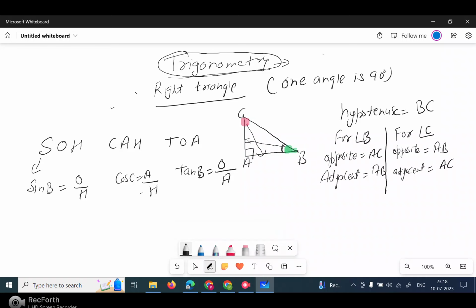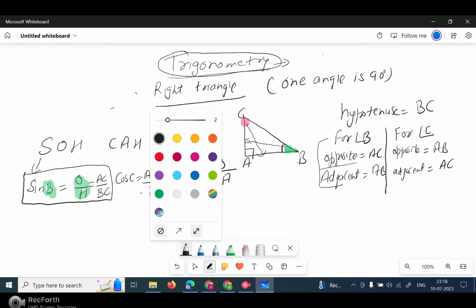If I talk about angle B, you will see the things for angle B. So you go back to this part for angle B. What was opposite? The opposite side was AC, divided by hypotenuse, which is always the side opposite to the 90-degree angle. So my sine B has become AC divided by BC.